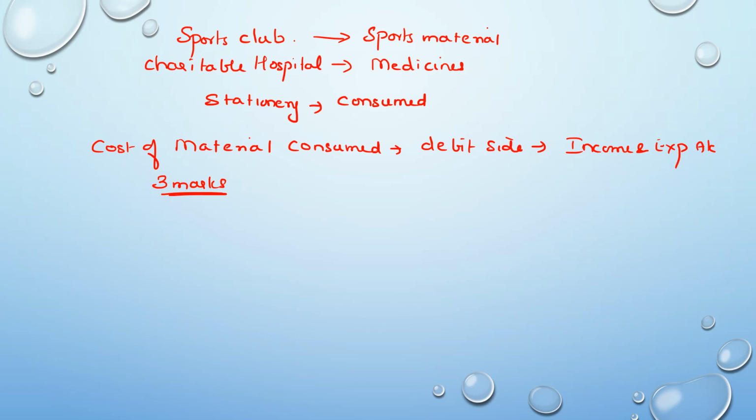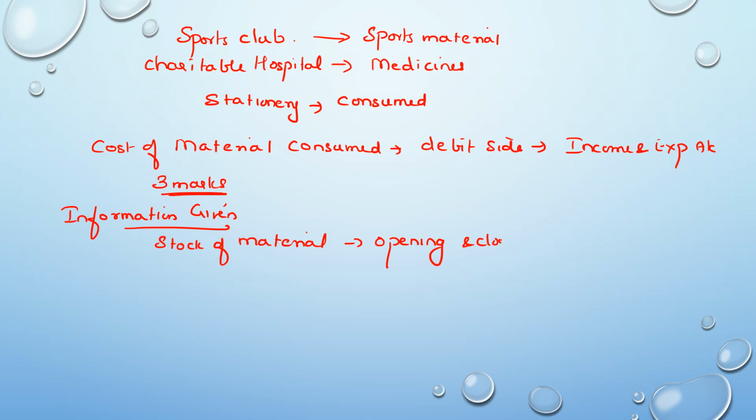Now, as we go further, normally certain information would be given to you in the question. The information that you can expect to be given in the question is as follows. You would be given the stock of that particular material, whether it is medicine or sports material, both the opening and the closing value of the stock. The payment which is made for the material during that particular year would also be given in the question.